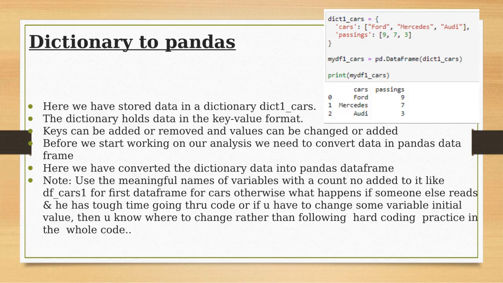One important programming practice is to use meaningful variable names. Instead of using names like df1 or data1, use descriptive names such as carsdf, employeedf, or salesdf. Meaningful names make your code easier to read, understand, debug, and maintain, especially when working on large projects or collaborating with other developers.